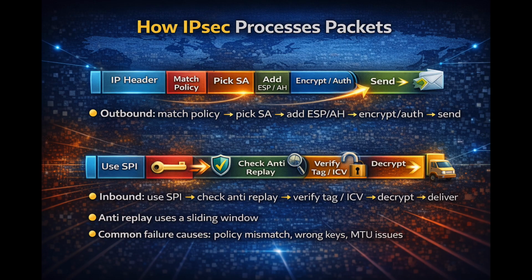On the inbound side, the receiver looks at the SPI to find the correct inbound SA, then it performs anti-replay checks using a sliding window so duplicated or old sequence numbers get rejected. Next, it verifies integrity, the tag or ICV, and only after that does it decrypt and hand the original payload up the stack. Notice the order. Verify first, then decrypt, because that's safer.